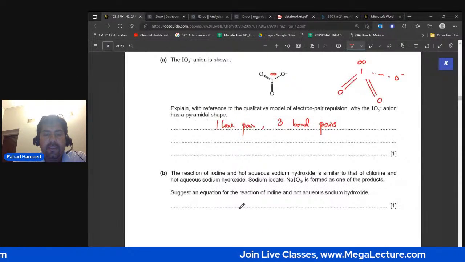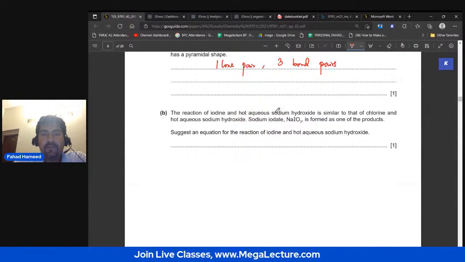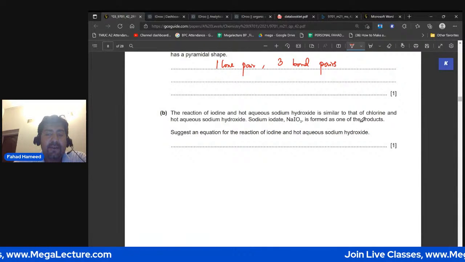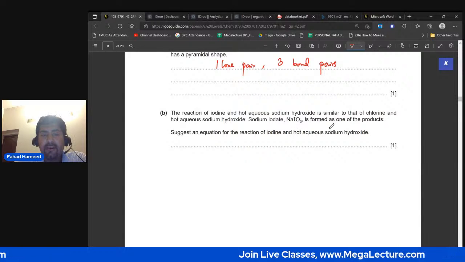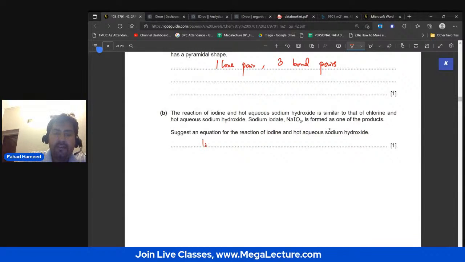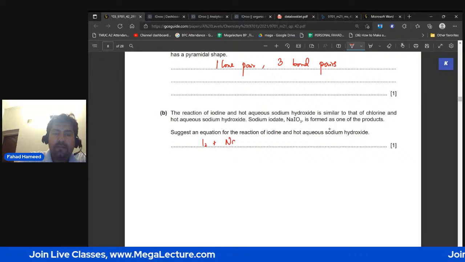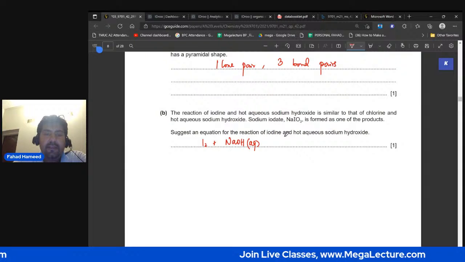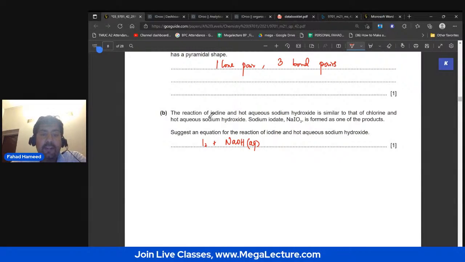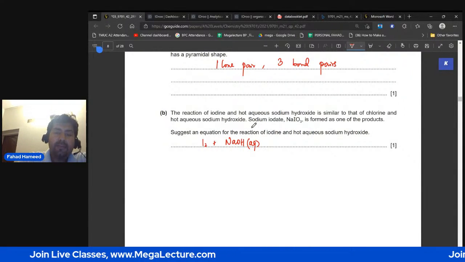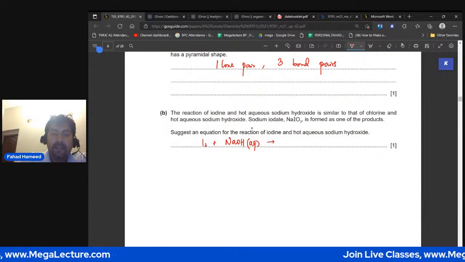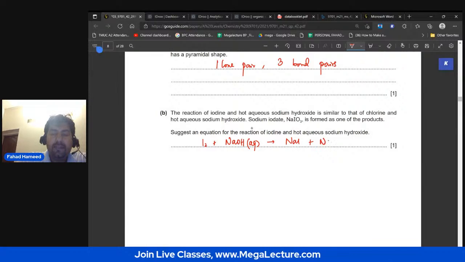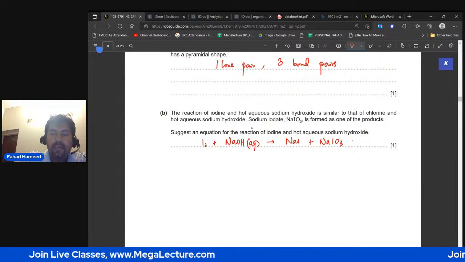That's it. The reaction of iodine and hot aqueous sodium hydroxide is similar to that of chlorine and hot aqueous sodium hydroxide. Sodium iodide is formed as one of the products. Suggest an equation for the reaction of iodine with hot aqueous NaOH. So iodine with hot aqueous NaOH is similar to that of chlorine with hot aqueous NaOH. So what happened with chlorine? It would form NaCl. Now it's going to form NaI. It would form NaClO3. In this case, it's going to be NaIO3, and it's going to form water.